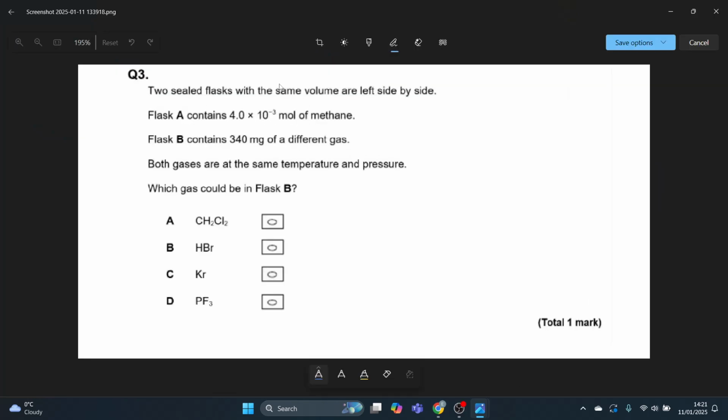And then question 3. Two sealed flasks of the same volume are left side by side. Both gases at the same temperature and pressure. Which gas could be in flask B? I've got the moles, I've got the mass of different gas. Let's convert this mass into grams and divide by 1,000. So it's 0.30 grams.